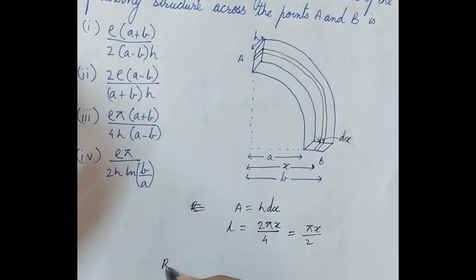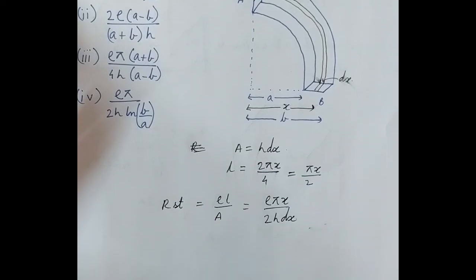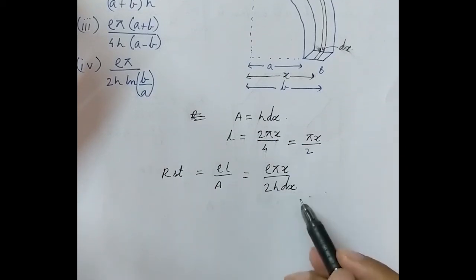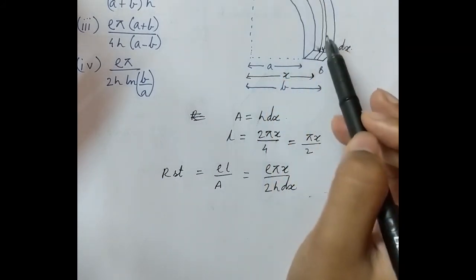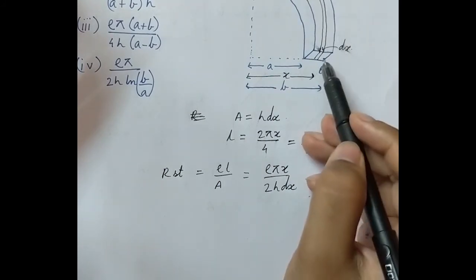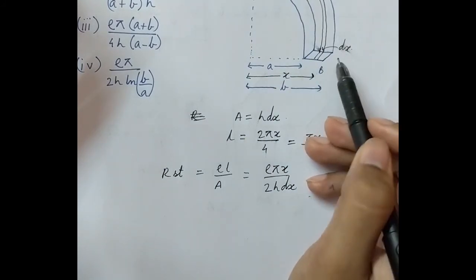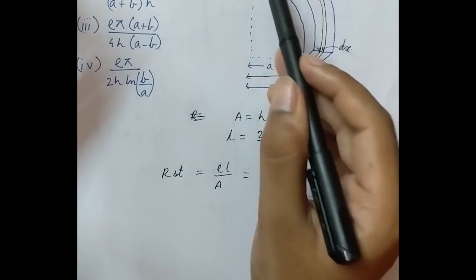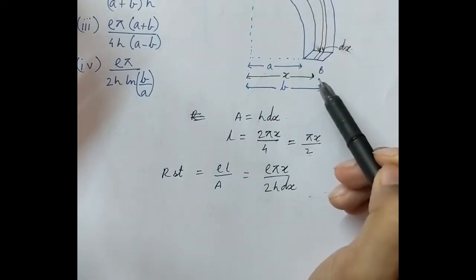Now we can find the resistance of the strip. Resistance of the strip is given by rho L by A. Putting the values as we just found, rho pi x divided by 2h dx. Now the first issue we notice here is that the dx comes in the reciprocal part. But we have to see that this strip and the strip next to it and all the strips that you can form on this, all of these would be connected in parallel, not in series, because each of the strips would be connected across the same two ends.